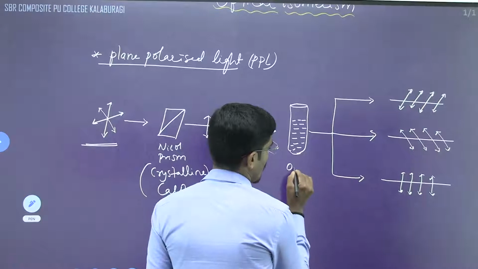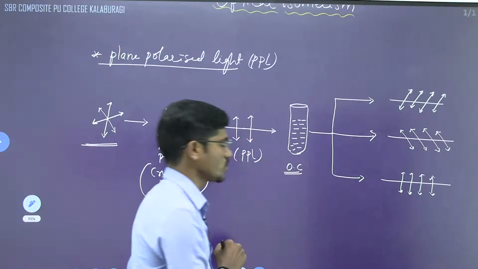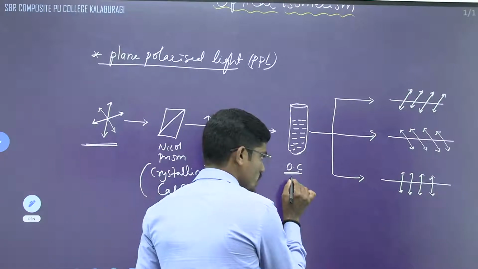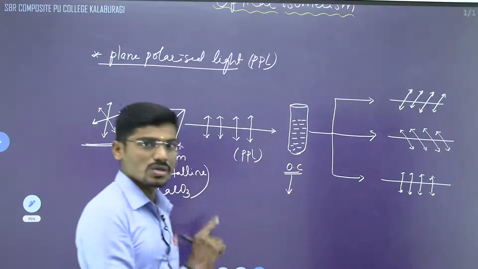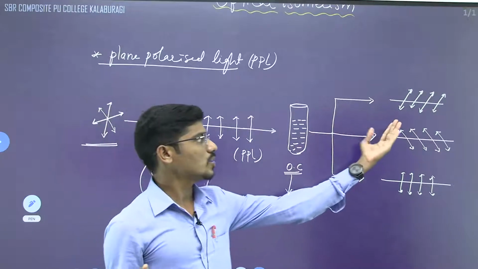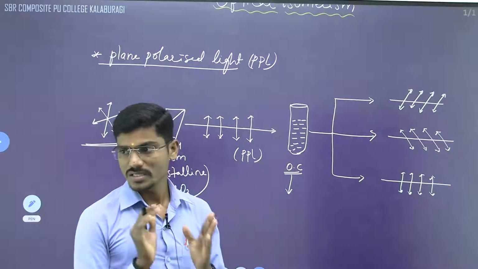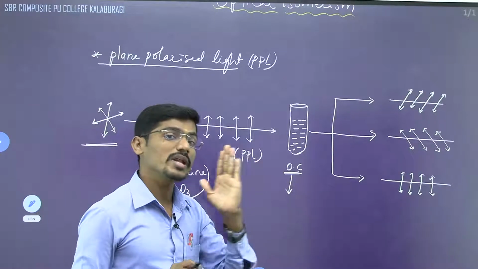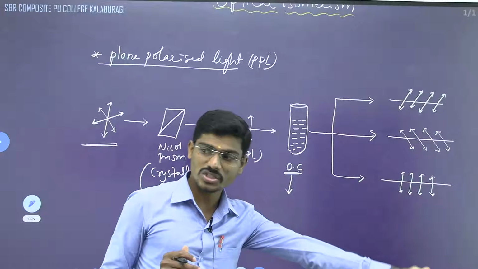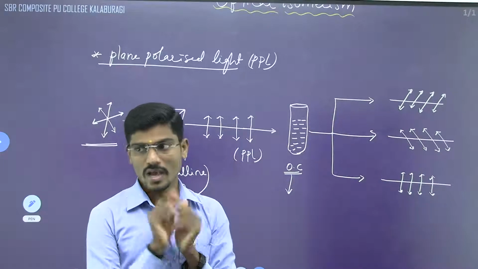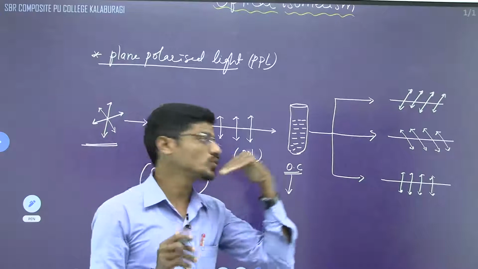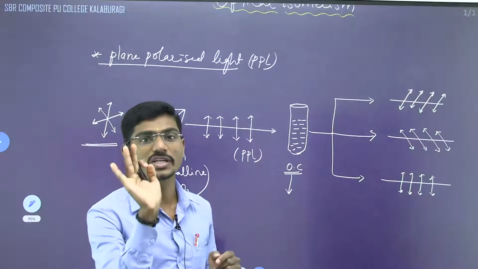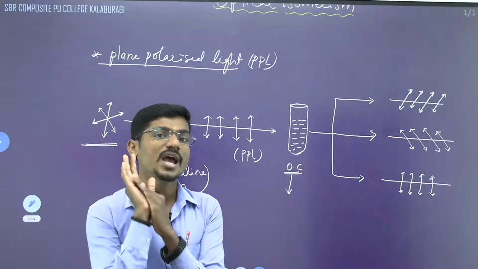So here I have taken the organic compound, a solution of the organic compound. Now, whether this compound is optically active or inactive depends upon the rotation of the plane polarized light. If the organic compound rotates the plane polarized light either towards the right direction or towards the left direction, I'm not saying in particular one direction, then the compound is said to be optically active.